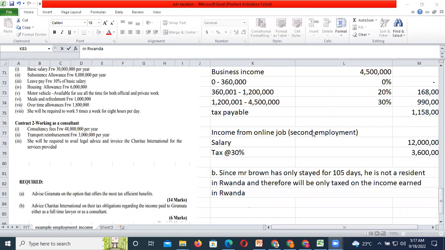Solange, I said for second employment, we calculate pension. So you should calculate the pension. I've not calculated, but you should calculate the pension on second employment, because on second employment, the second employer contributes.